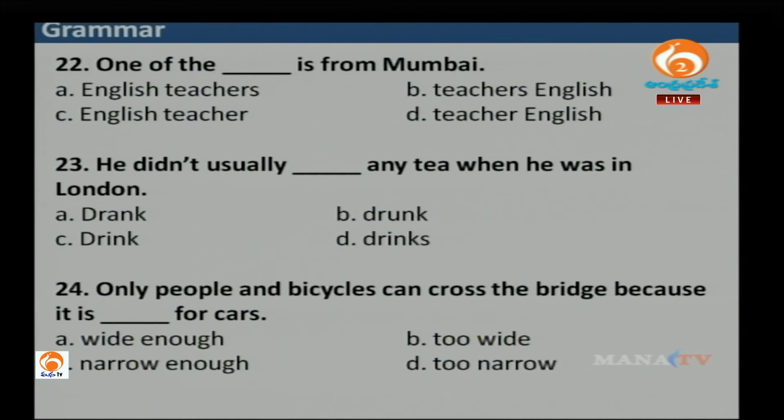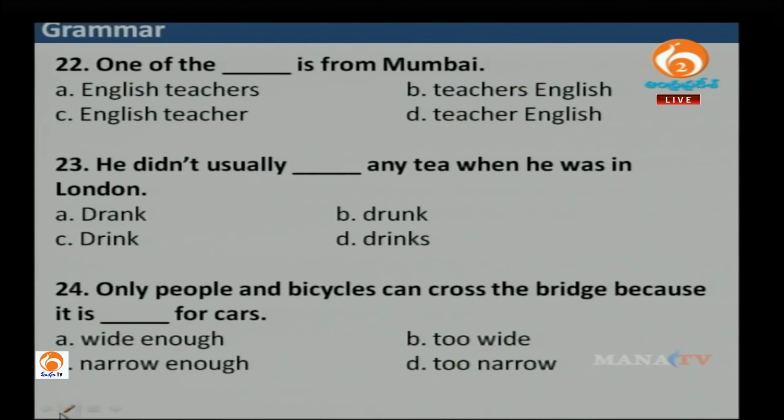Number 24. Only people and bicycles can cross the bridge because it is wide enough for cars. No, it's not, because it says only people and bicycles can cross. That means it's not wide enough. It's not even too wide. It's not narrow, but it's not too narrow as well, but it's narrow enough for people and bicycles. So 24C is the correct answer.